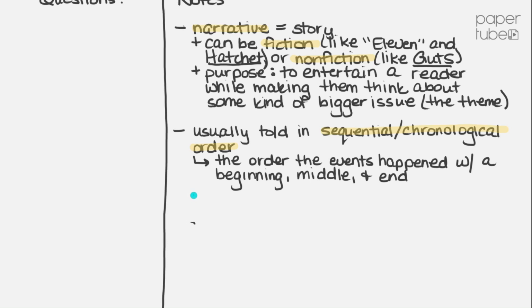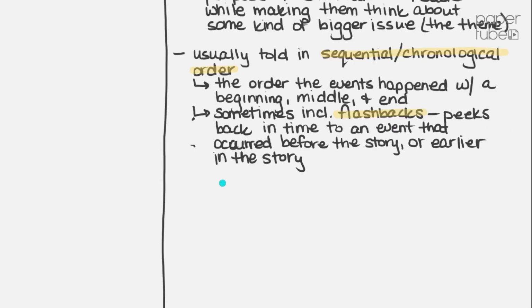Chronological means time order. Chrono means time and logical means like a record of it. So chronological is the record of the events as they happened in time. One thing to keep in mind about that sequential or chronological order is sometimes that it gets interrupted with flashbacks.